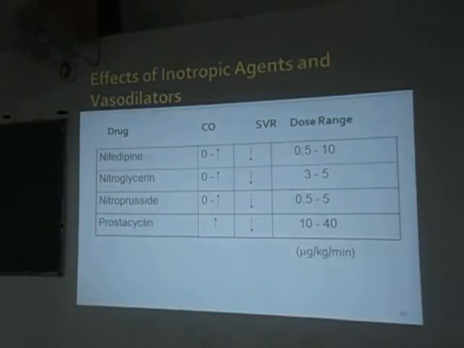So nifedipine, remember what that is? Calcium channel blocker. It is a short-acting calcium channel blocker. You need to remember these calcium channel blockers and the nitrodilators. There are nitroprussides and the calcium channel blockers. They have a tendency for what? Decreasing the preload or the afterload. Okay.